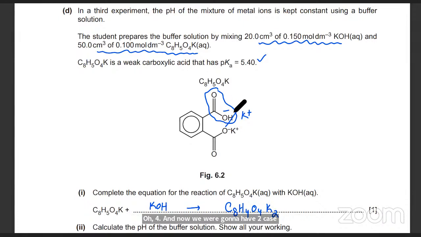So the carboxylic acid is going to get neutralized by KOH. And one thing that's going to be produced is water. Okay, so remember, KOH is going to come in and neutralize this carboxylic acid. Okay, so that's going to get neutralized. Is this part clear?